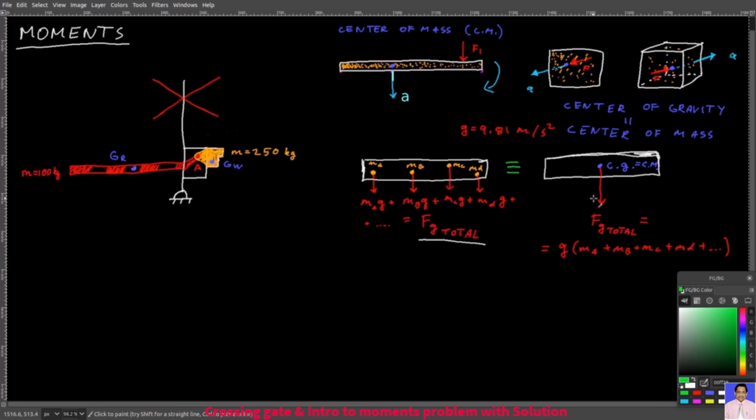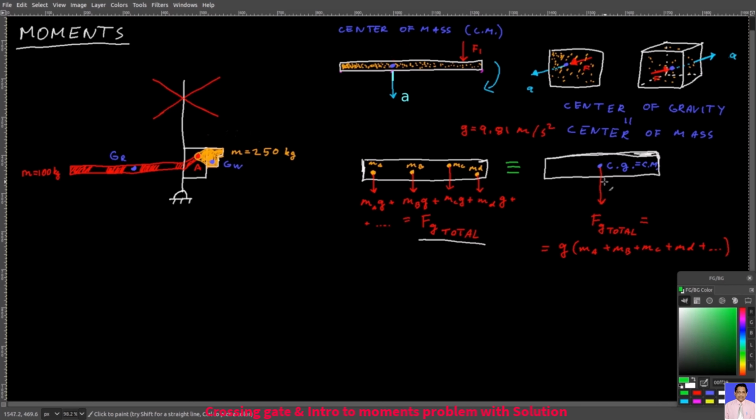Since Fg total is applied to the center of gravity or to the center of mass, the object will accelerate down in the same direction of Fg total, but this force of gravity will not cause the rod to rotate because it's naturally applied to the center of mass. Note that this is not 100% true.